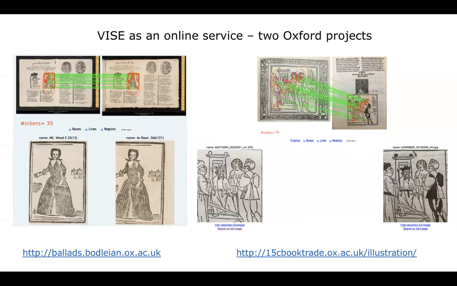Here's our instance matcher running, not as a private research tool, but as an online service in two Oxford projects, Bodleian Ballads, which I'll demonstrate later in the presentation, and Christina Dondi's 15th Century Book Trade project. You can see here, in general, that the system has been able to match this woodcut in two copies of the same text, a broadside ballad, and similarly this illustration from an incunable present in two editions, one of which has been shaded partially, but nonetheless sufficient features survive to allow a match.